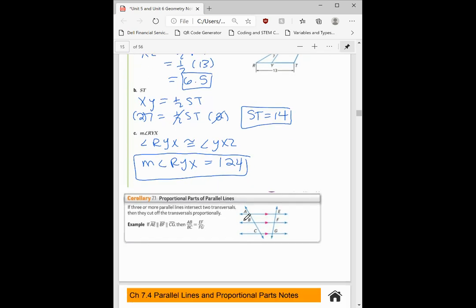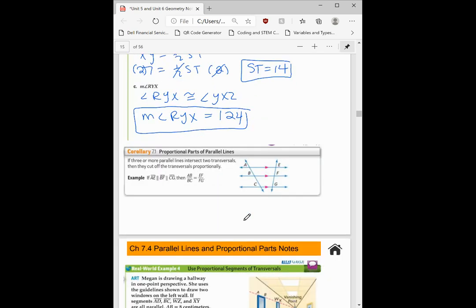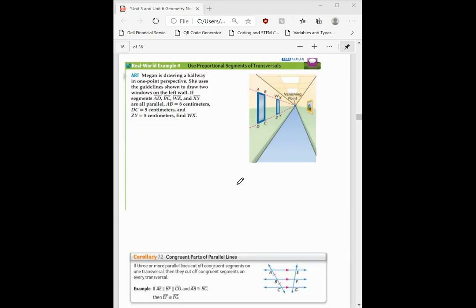Okay. Now let's look at proportional parts of parallel lines. If 3 or more parallel lines intersect two transversals, then they cut off the transversals proportionally. So it gives you an example, and then you're able to see that illustration off to the right. Okay. Let's look at example 4.